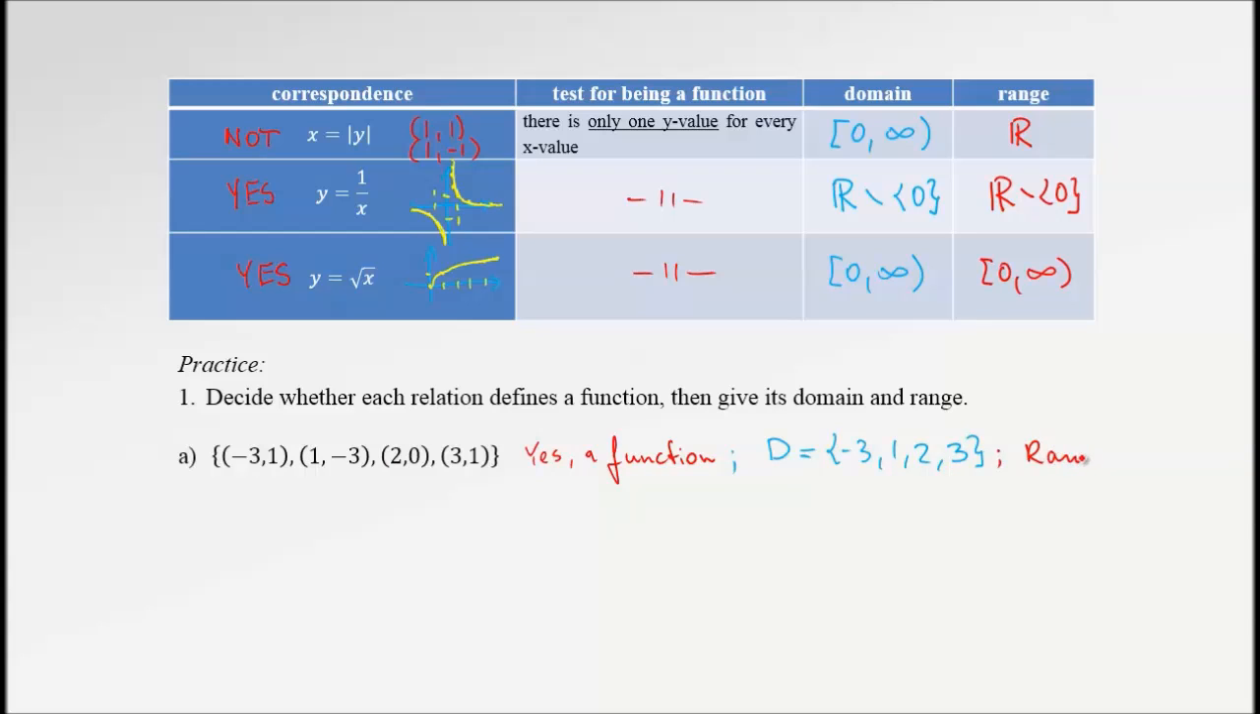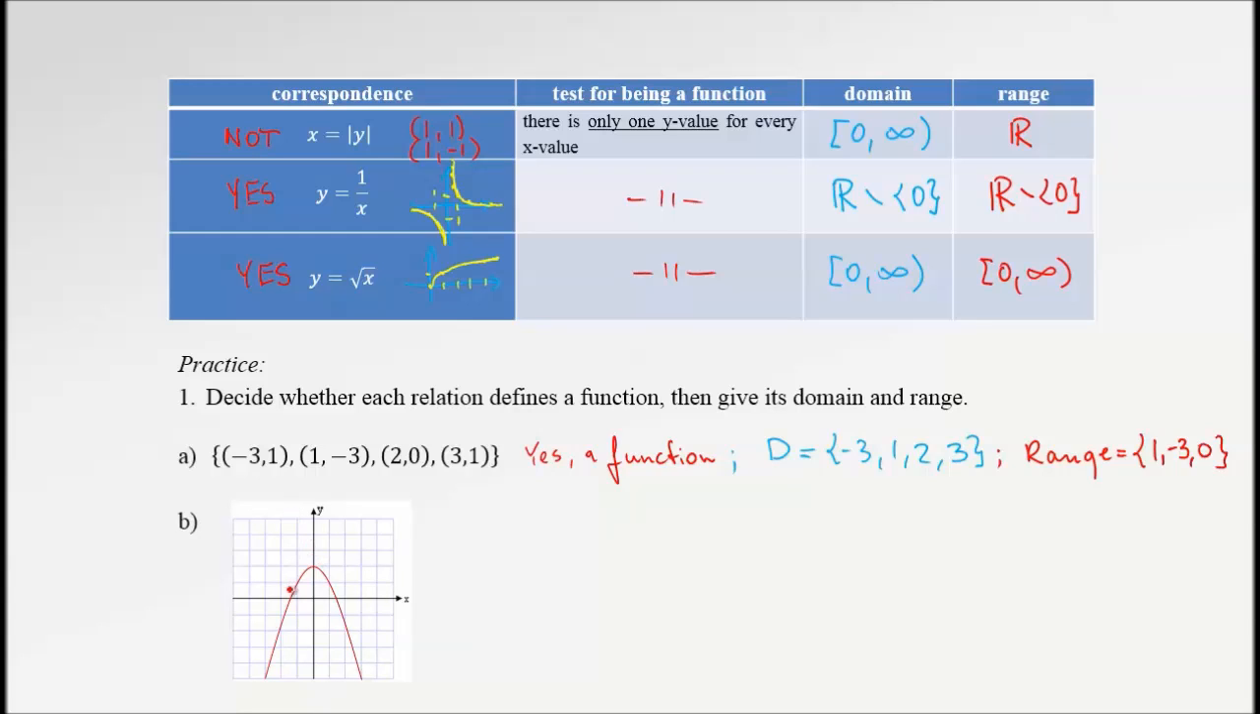And then range is the set of all outputs. So we have 1, -3, 0, and 1 again, but we already took the 1, so we don't need to repeat it. That's the set, 3 values in the range. And another question. This time we have a graph. Is that a function or not?